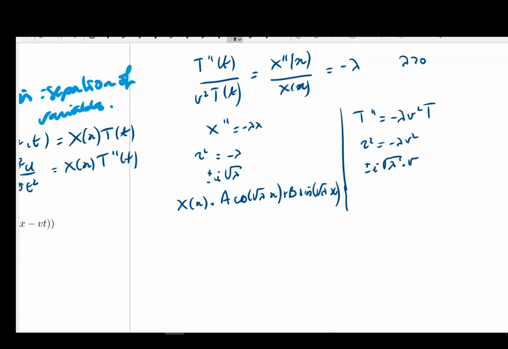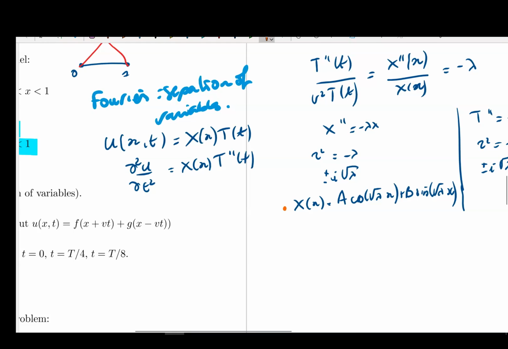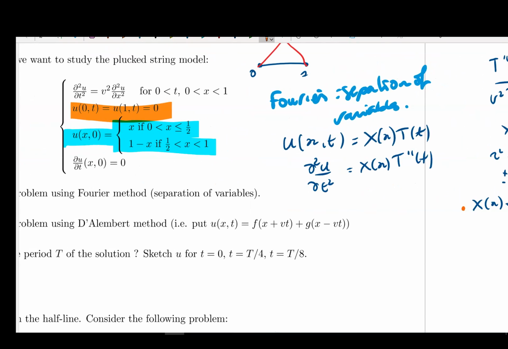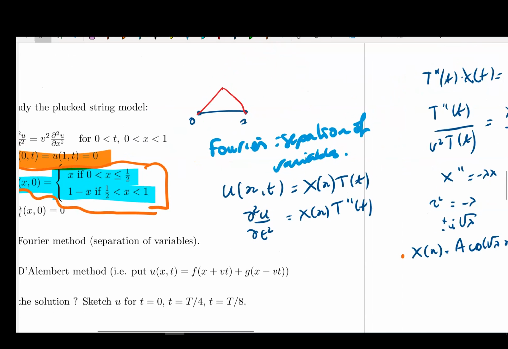Okay, so let's just ponder for a second. Why would I want something like this for my x and not something like exponential of lambda x plus exponential of minus lambda x? Because eventually I will have to set t equal to 0, and I will have to have this. Okay, I want my x function to be equal to something that can't be expressed.